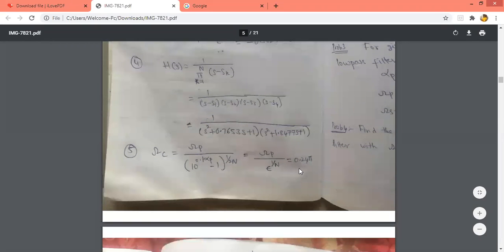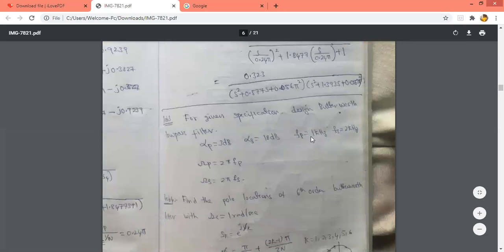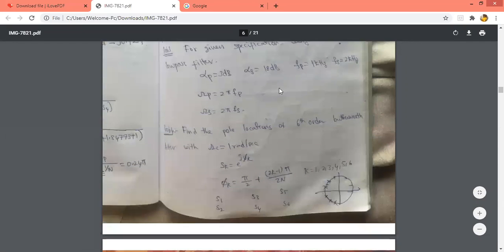Then find out the cutoff frequency. The next step is to find the cutoff frequency. Then find the filter Ha of s, which is equal to H of s with s replaced by s by ohm c. Finally we got H of s as this expression. Sometimes the frequency is given, Fp is equal to 1 kilohertz, Fs is equal to 2 kilohertz. In that case, Fp and Fs should be converted to ohm p and ohm s. How do you convert? Ohm p is equal to 2 pi Fp, ohm s is equal to 2 pi Fs.